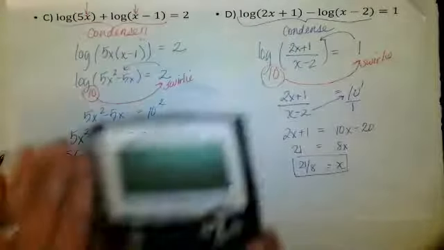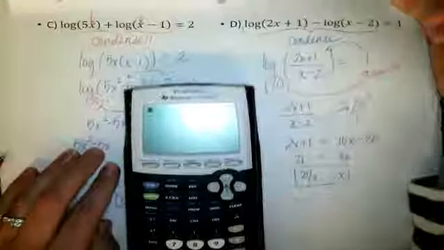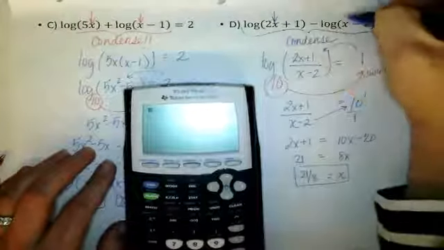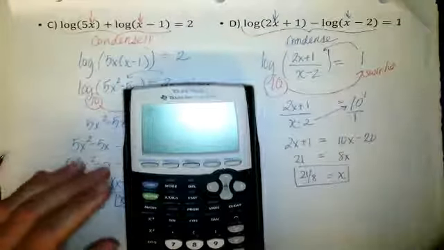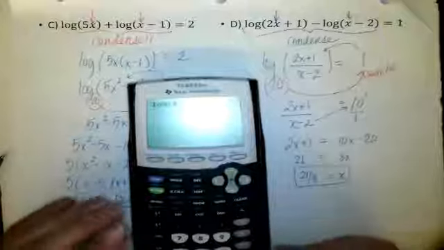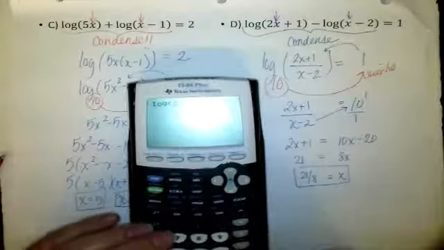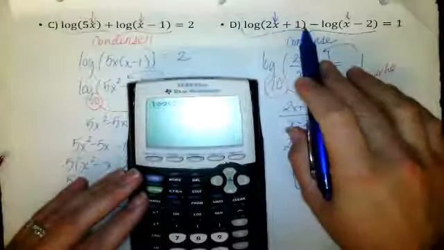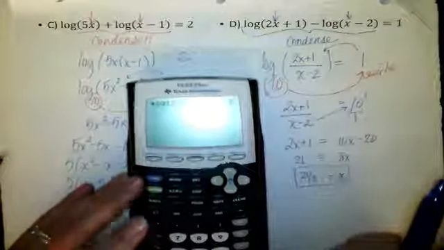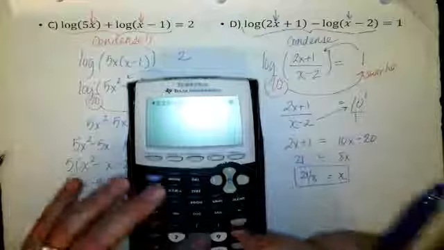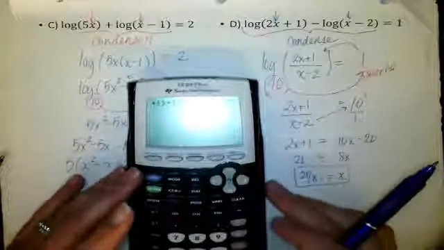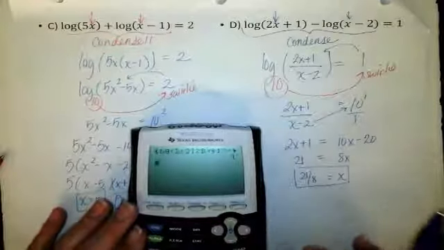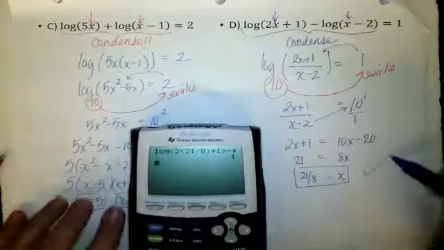Now I do want to check my answer. And since these are just log base 10s, I can plug it back into my equation and just use my calculator to check. So 2 times 21/8 plus 1 inside my first log minus log of 21/8 minus 2. What is that supposed to equal? 1. And it does. Okay.